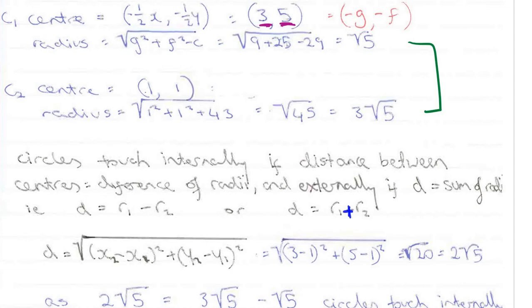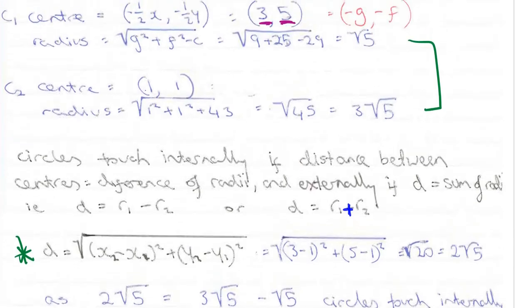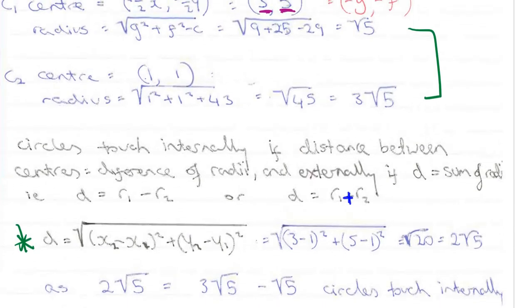So we take the centres and we work out the distance using the distance formula here, and that gives us a distance of 2 root 5. And because we know 2 root 5 is equal to the difference between 3 root 5 and root 5, i.e. the difference between our two radii, we know that the circles must touch internally.